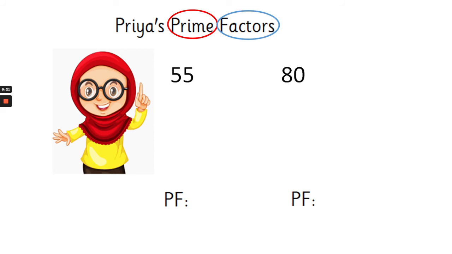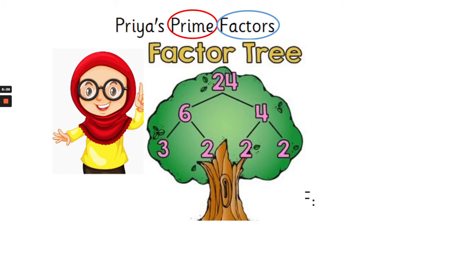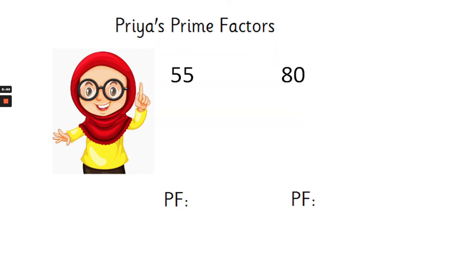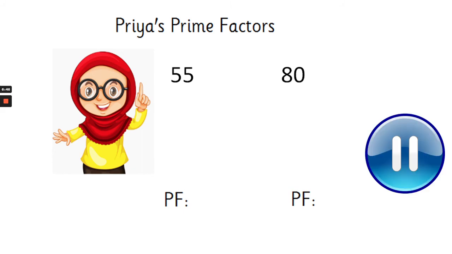Prime factors. When I see factor, I draw bugs. I know factors are multiplied together to find a product, but I need prime factors. Let's see a reminder. A factor tree. Prime factors are drawn in a factor tree. All right, now we've had those reminders, pause the video and see if you can find the prime factors of 55 and the prime factors of 80.